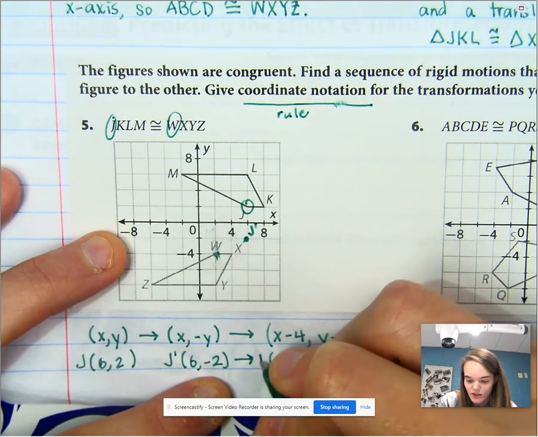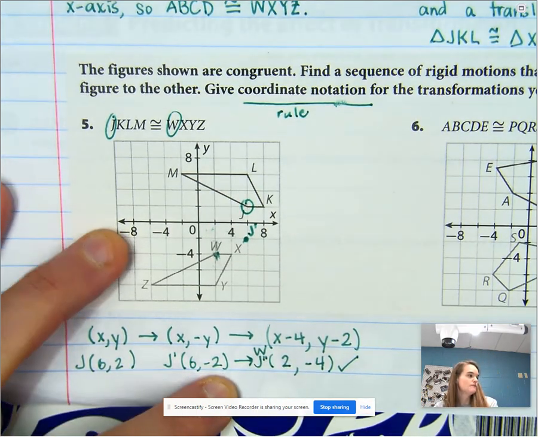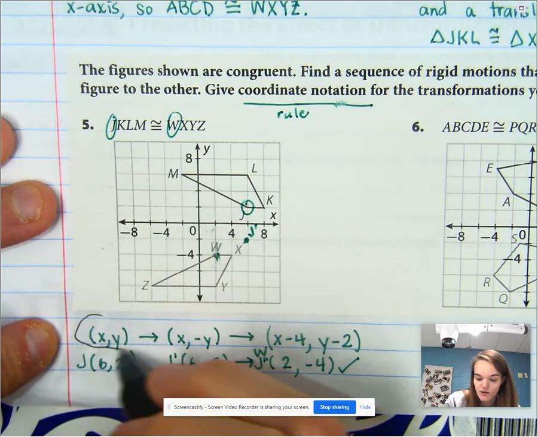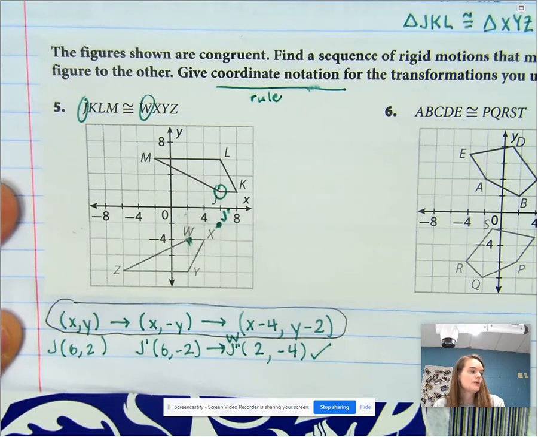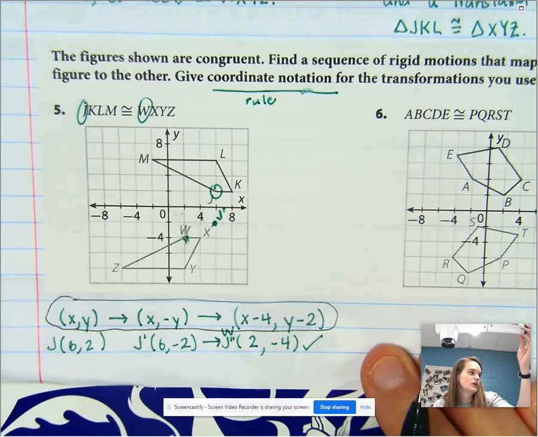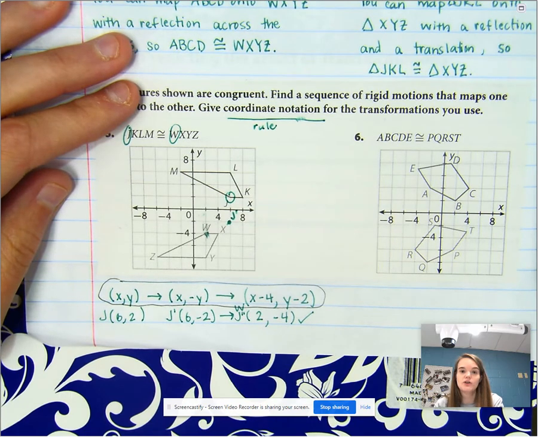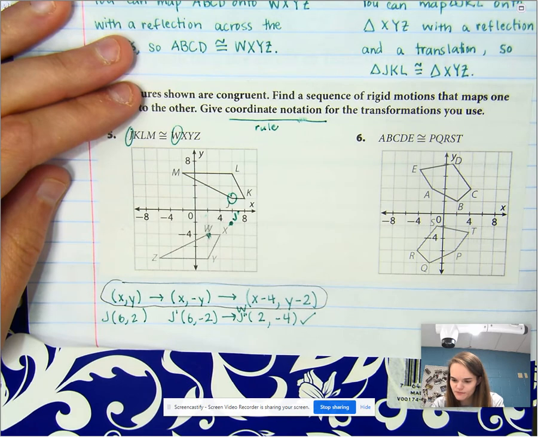You can either call it J double prime, or it's actually W, and it is W, so I'm good to go. This, though, is the answer. This is all you have to have written down. That's all it asks for. Pause the video and try number 6 on your own. Remember, when I start giving you the answer, it does not mean yours is wrong. All right, number 6.